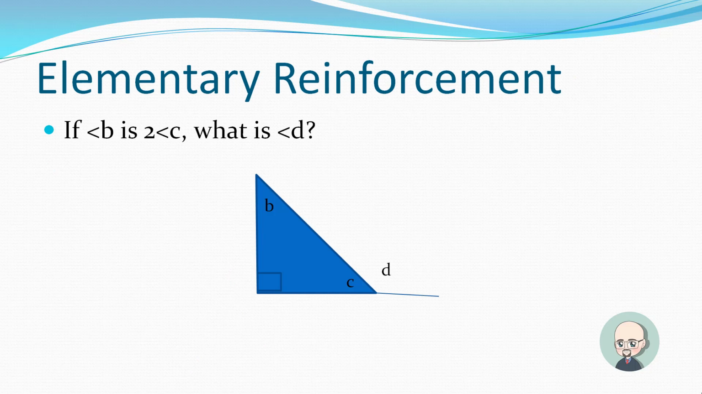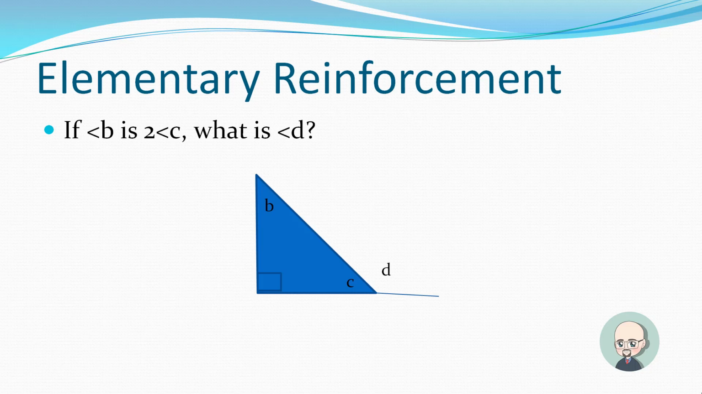We'll do another one. If angle B is 2 times angle C, what is angle D, the exterior angle? Just looking at that, I can see some things that are important when you get your answer. Angle D is obtuse. We know that right off the bat. I can tell by looking at it. Angle C is acute. Angle B looks to be acute too. Angle A there is a right angle, which would be 90 degrees.